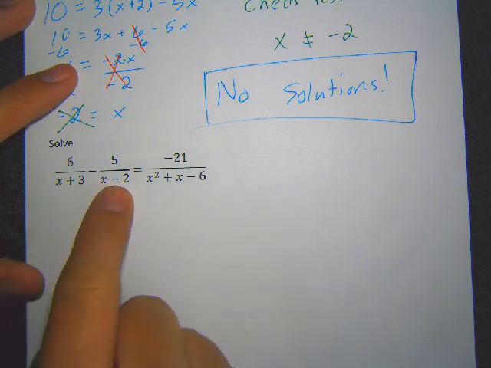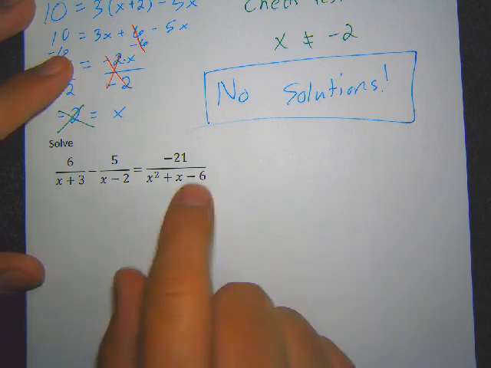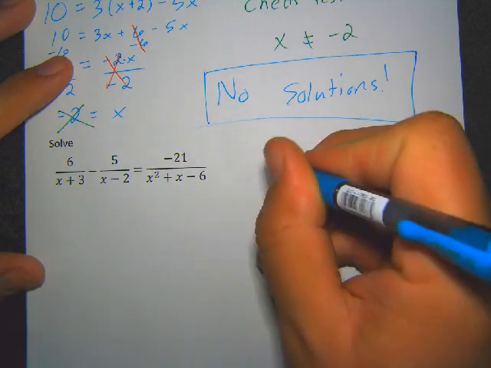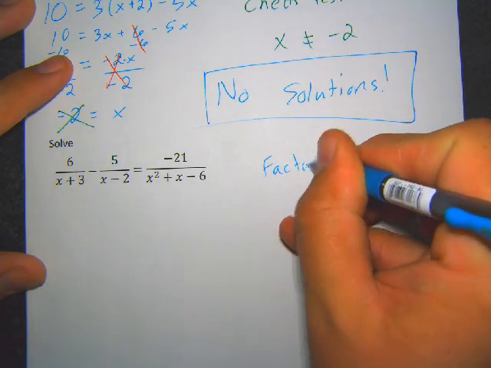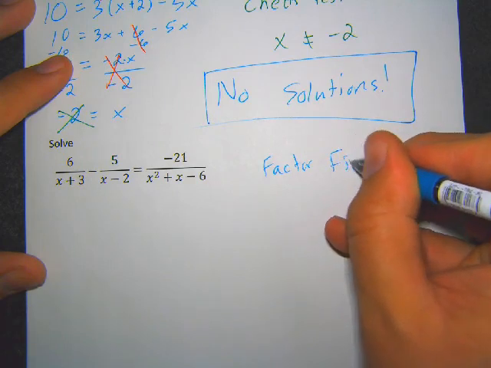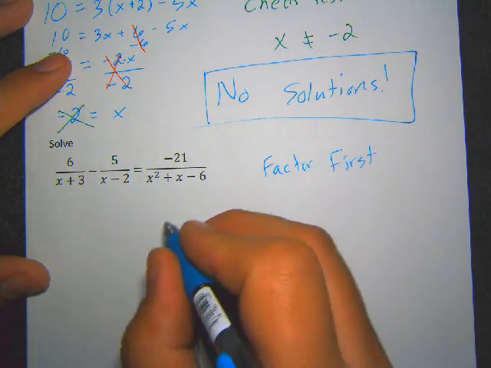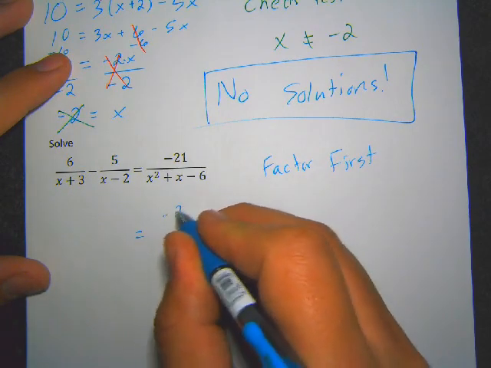Now the first 2 are fine. They're just one part, so there's nothing you can do there. But this last one, being a trinomial like this, will factor. So we're going to factor this first, because that'll help us figure out what the LCD is. Right now, it looks like there's a whole bunch to put in there, but if we factor this, we'll see it's not as bad as it looks. So I'm going to factor this.